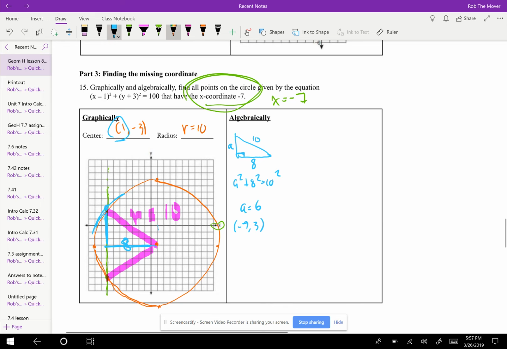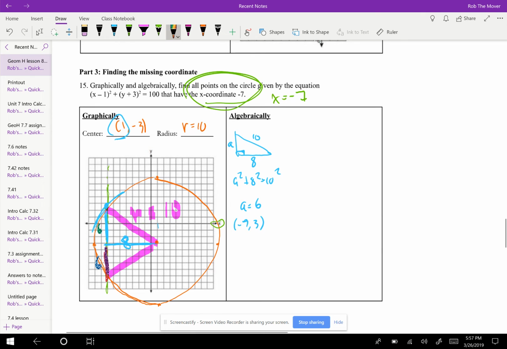But there was another solution down here. It should be 6 units down this way. These two triangles are congruent. So by the same algebra here, we'd find that a is 6 again. This is 6, this is 6. So I got to go 6 units down from -3. You're going to be down at -9. So -7, -9 would be the other solution.